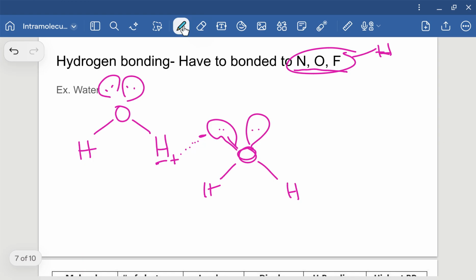One thing that I emphasize is something, again, like CH4. Just because you have hydrogen present does not mean you have hydrogen bonding. You must directly be bonded to oxygen, nitrogen, or fluorine.